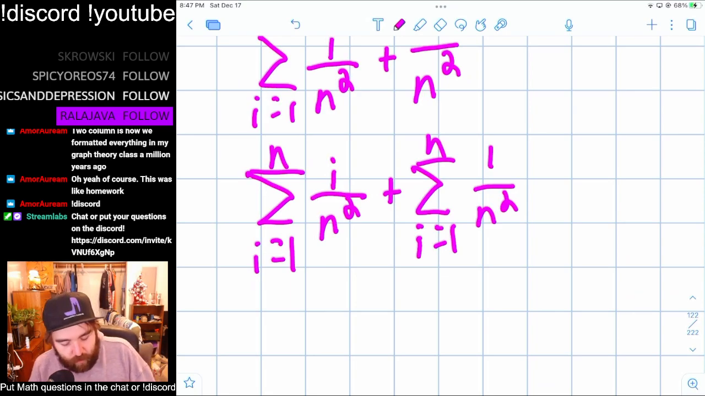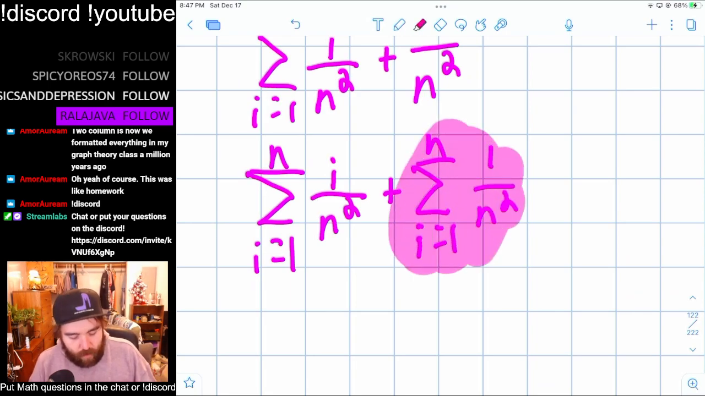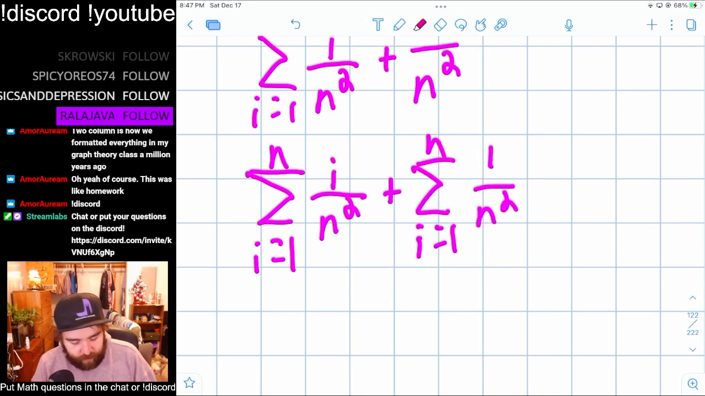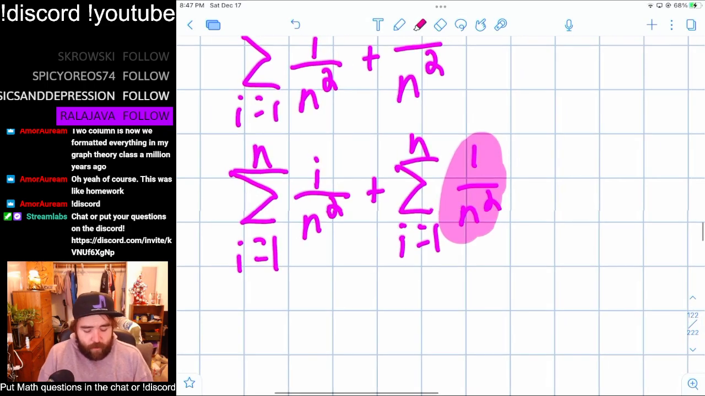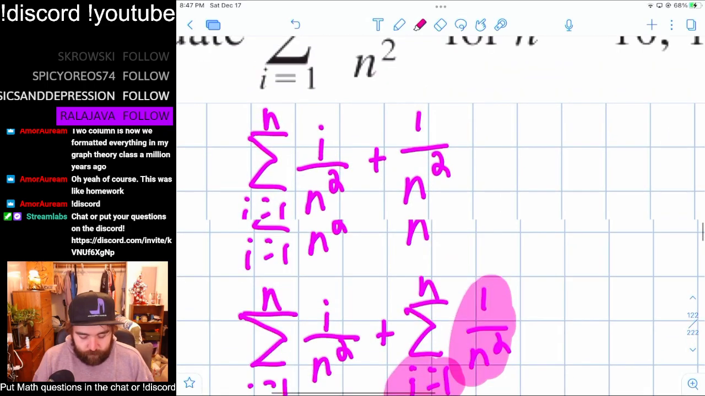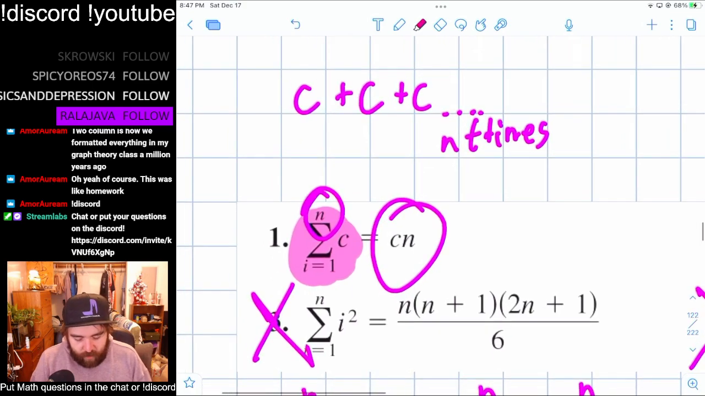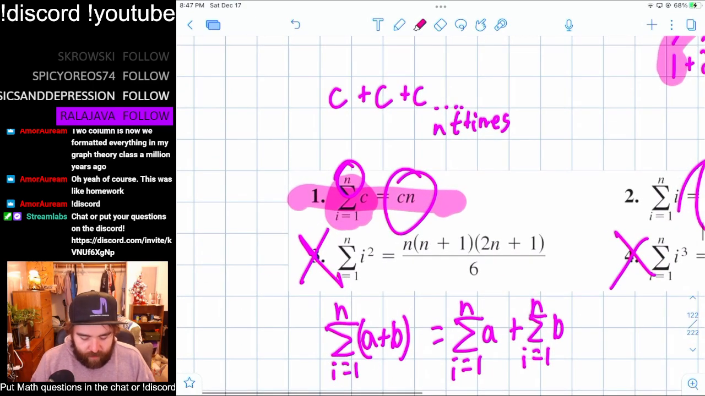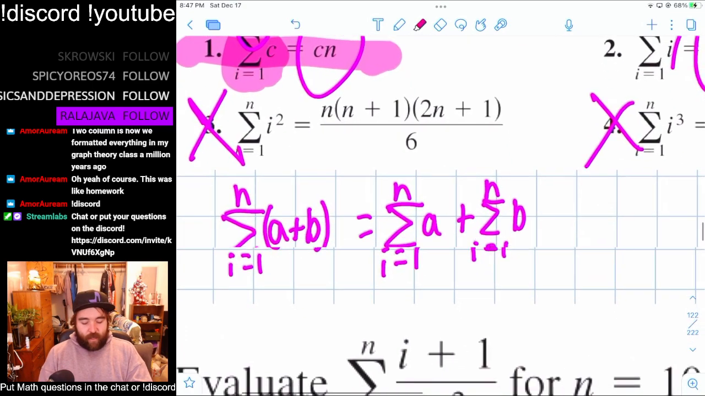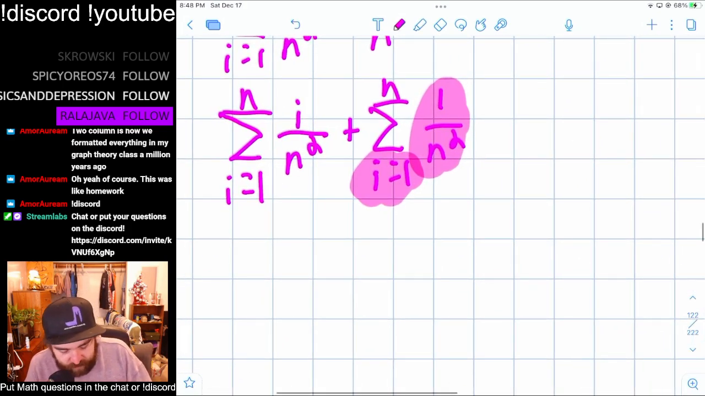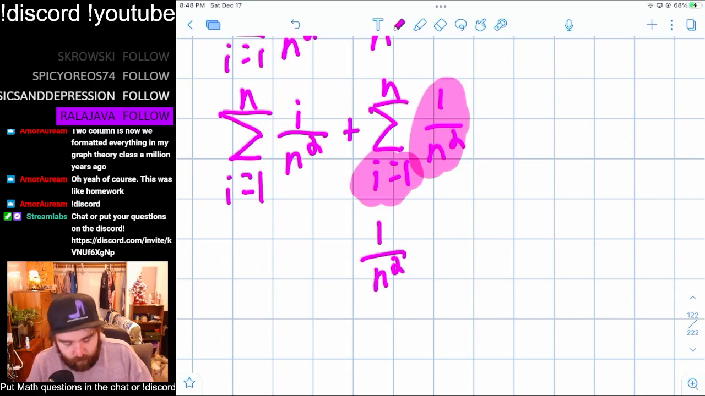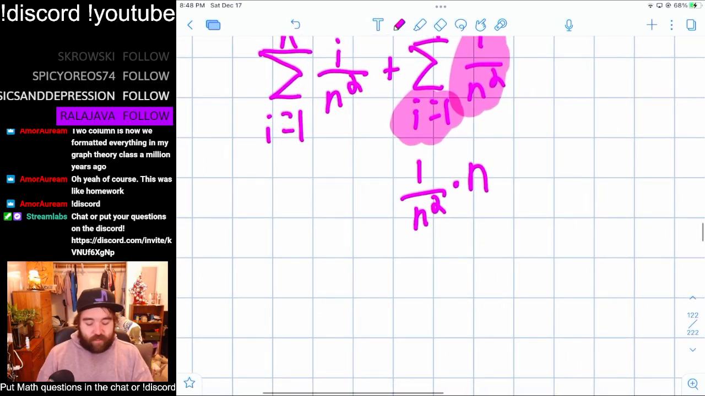Well, this over here, or not the whole thing I guess, we should just look at this. That's a constant, right? That's just a plain number because there's no i involved. So right there, we can apply this number 1 formula. If we have the sum of a constant up to n, it's just that constant times n. So this sum is going to be that constant, 1 over n squared, times n, which is going to cancel out to be just 1 over n.